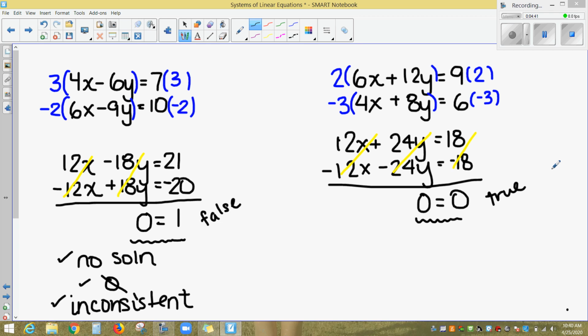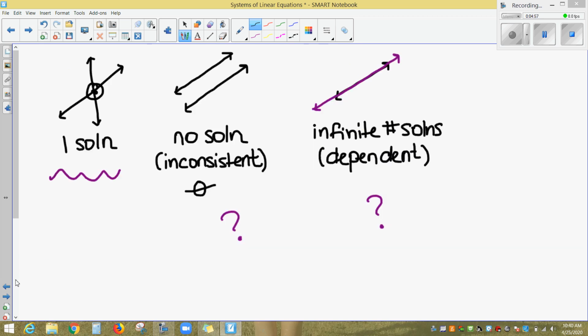0 equals 0 is true, and if we use substitution, sometimes we get 8 equals 8, or 10 equals 10, or 1 equals 1. But whatever it is, it has no x's, it has no y's, and just has two numbers that are equal to each other as a true statement. That's how we know that we have an infinite number of solutions, that we have a dependent system. In this section, when there's only two variables and we're looking at straight lines on the chalkboard, that means they're the same line.